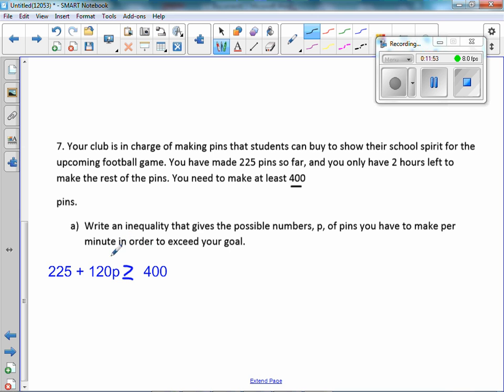So why do I have 120 p? Because it says they have 2 hours left, and there are 60 minutes per hour. So 60 times 2 gives us 120 minutes because it's asking per minute. So that is where we get the 120 from. This is an inequality to solve.